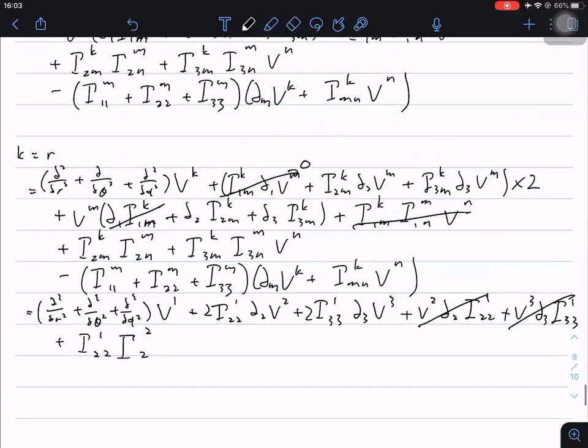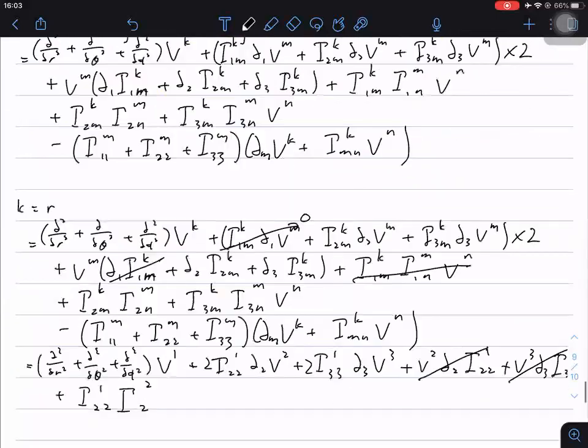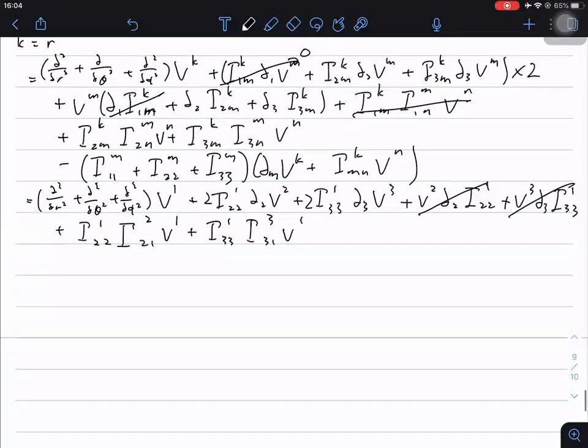But for 2, 2, the only non-zero term, let me check, is 1. Okay, so the n here is 1. Okay, that makes the Vn here. So V1 plus 1, 3, 3, 3, 3, 1, V1. And that should be it for the first component. Okay, maybe, yeah. You can plug in all the Christoffel symbols.